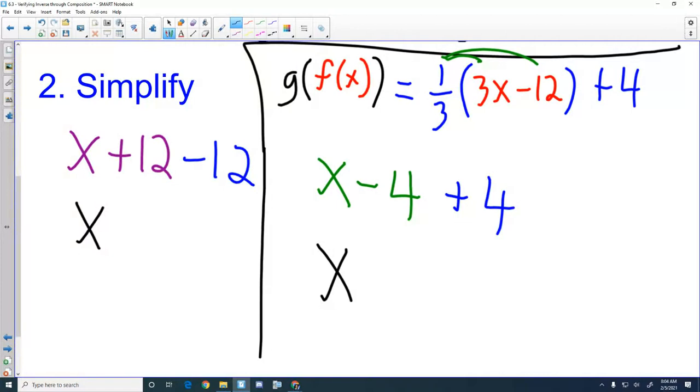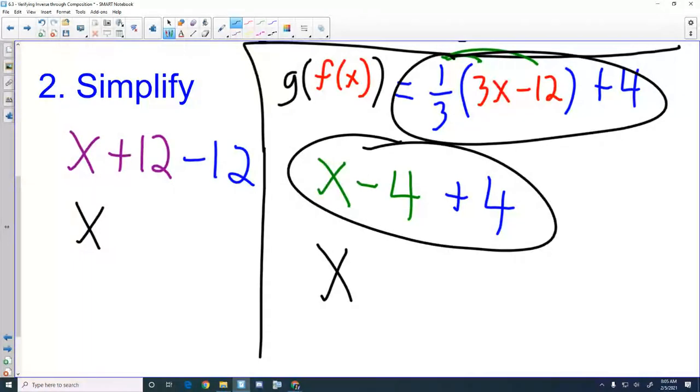So what's the final verdict? Are these two functions inverses of each other? Yes, they are. And you have verified it by taking those steps. So I need to emphasize that this learning target is not about the final answer. I don't really care about yes or no. I care about this step right here and this step right here.